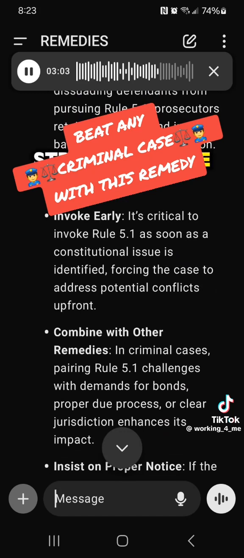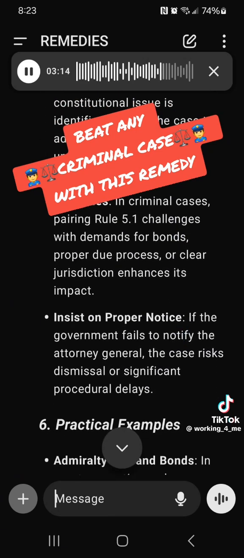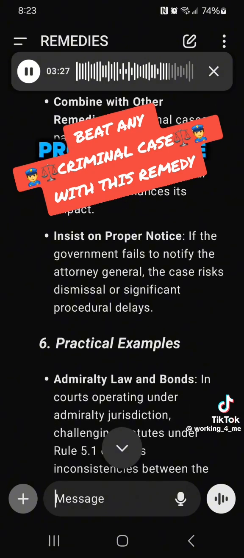Strategic usage. Invoke early. It's critical to invoke Rule 5.1 as soon as a constitutional issue is identified, forcing the case to address potential conflicts up front. Combine with other remedies. In criminal cases, pairing Rule 5.1 challenges with demands for bonds, proper due process, or clear jurisdiction enhances its impact. Insist on proper notice. If the government fails to notify the Attorney General, the case risks dismissal or significant procedural delays.